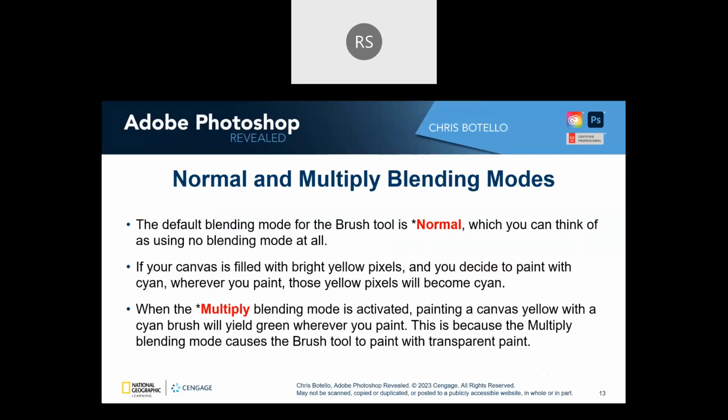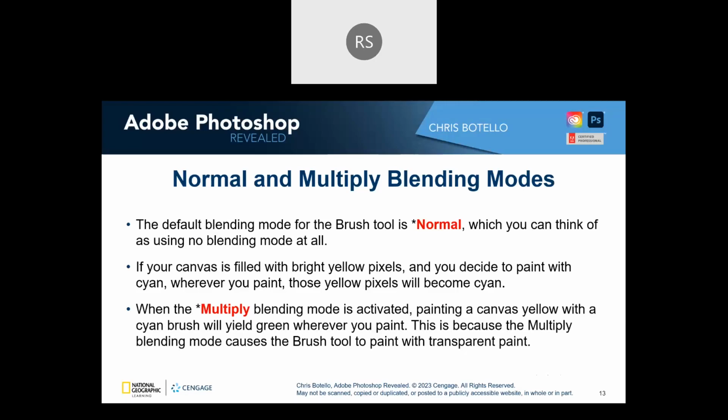Now, a couple of these blending modes we'll talk about, the normal and multiply blending modes. So this is going to be the default for the brush tools, normal, which you can think of as no blending mode at all. So with this, an example here is a bright yellow canvas and you decide to paint with cyan, so those pixels are going to change to the new color.